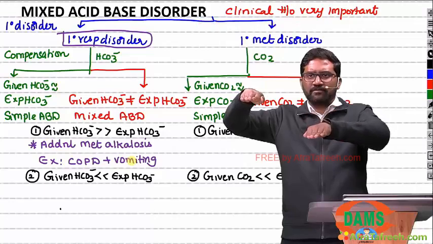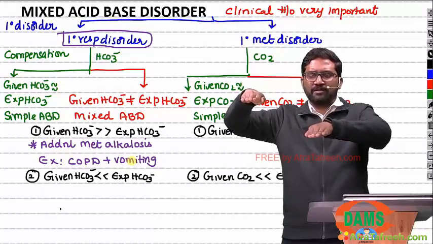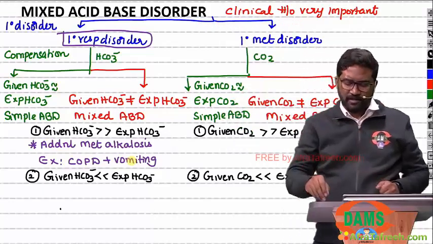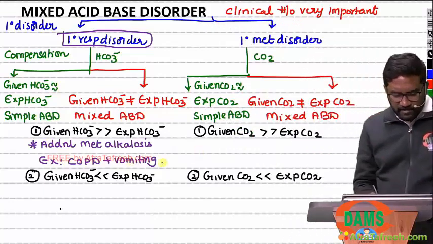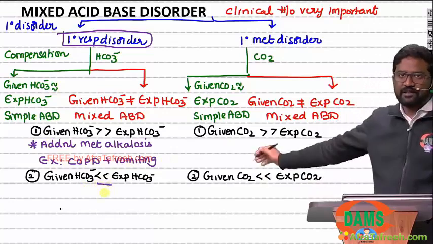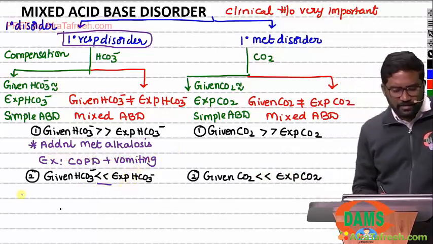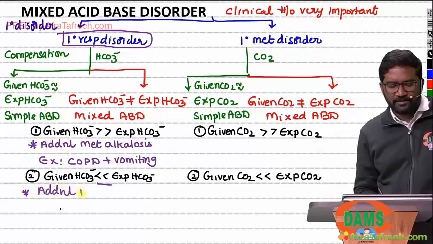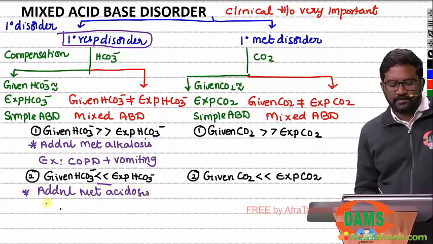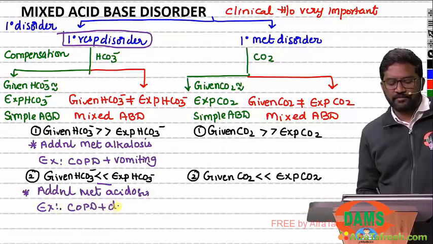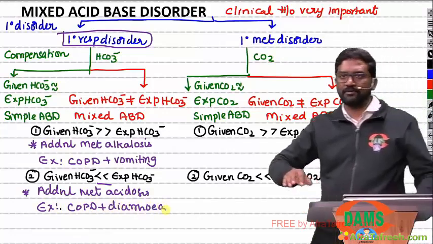Anywhere there is an abnormal decrease in bicarbonate, it should be considered as additional metabolic acidosis. So this is a situation where the given bicarbonate is very much less than the expected bicarbonate. There is some bicarbonate decline in the body. Abnormal bicarbonate decline should be referred to as additional metabolic acidosis. See whether this patient has developed diarrhea. Example, COPD plus diarrhea.